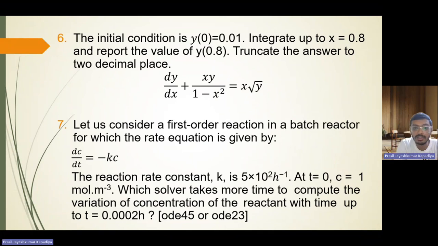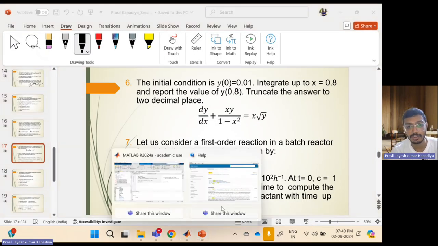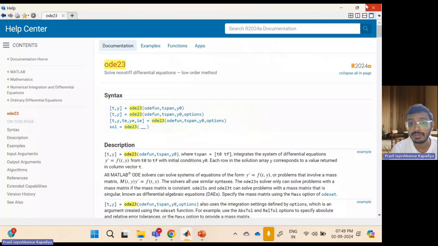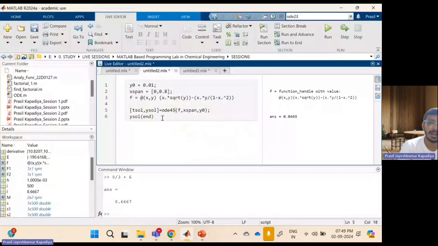Let us consider a first order reaction in a batch reactor, for which the rate equation is given by dC by dt is equal to minus k into C. The reaction rate constant k is 500 per hour, so 5 into 10 raised to 2 hour inverse. At t is equal to 0, C is equal to 1. Which solver takes more time to compute the variation of concentration of the reactant with time up to t is equal to 0.0002 hours, ODE45 or ODE23? So here we are supposed to say which solver is more time consuming. Let's write it down.